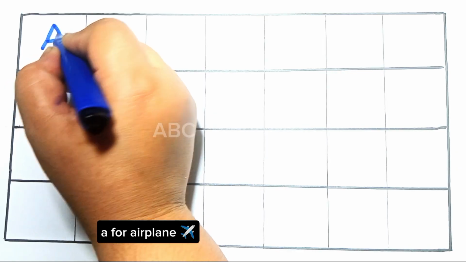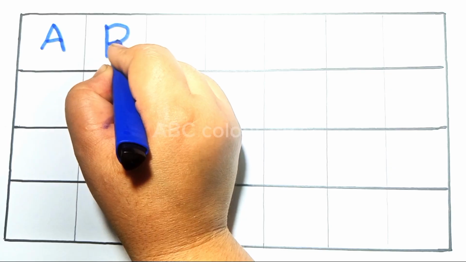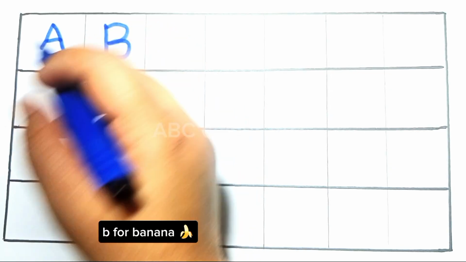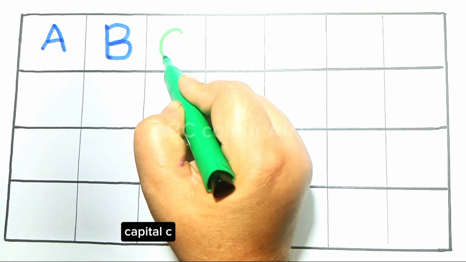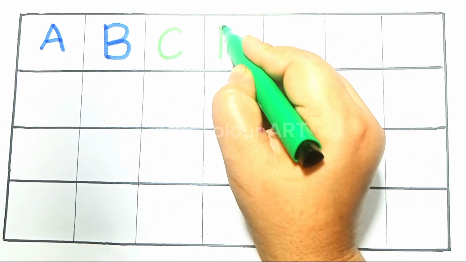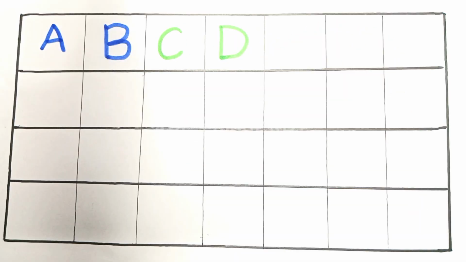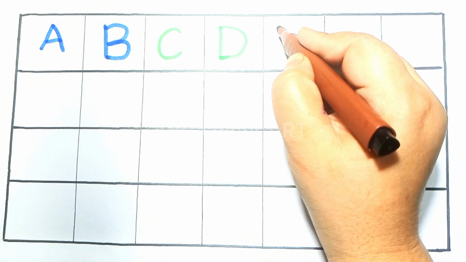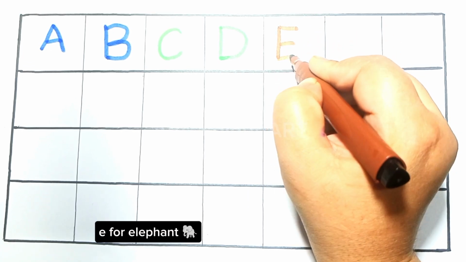किड्स, हम लिखेंगे A से लेके Z तक अल्फाबेट्स। कैपिटल A फॉर एयरप्लेन। कैपिटल B फॉर बनाना। कैपिटल C फॉर कार। Capital D for dog, brown color. Capital E for elephant.